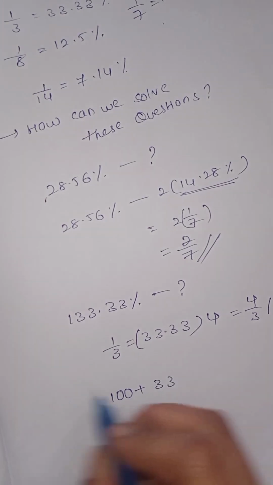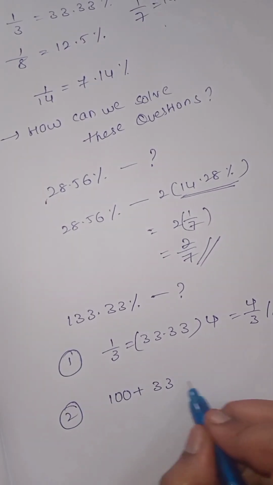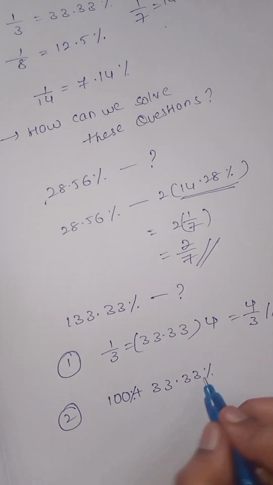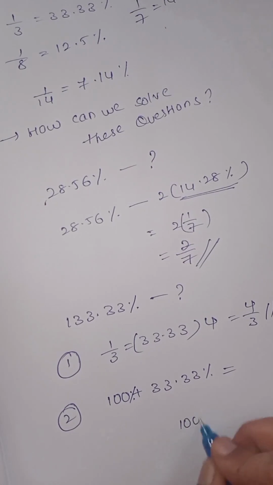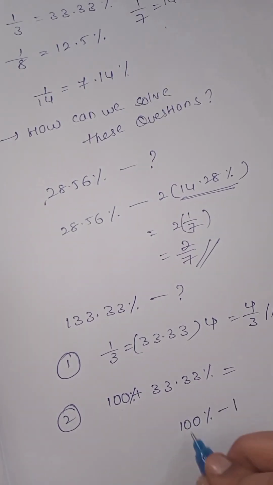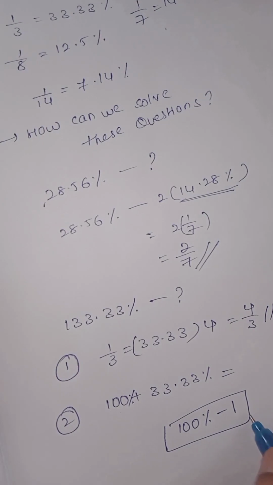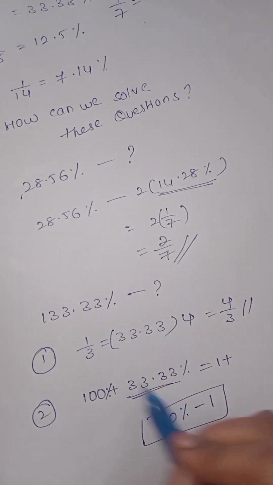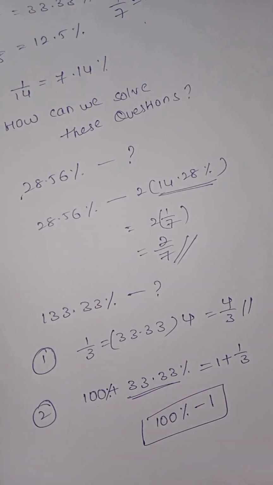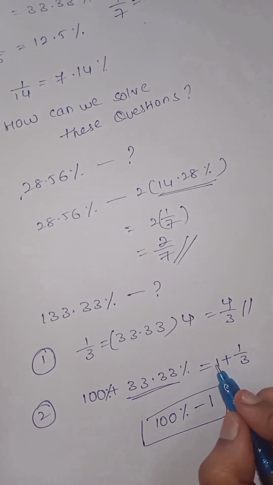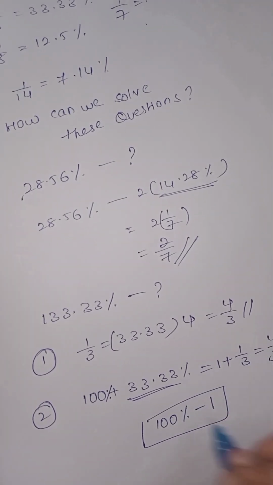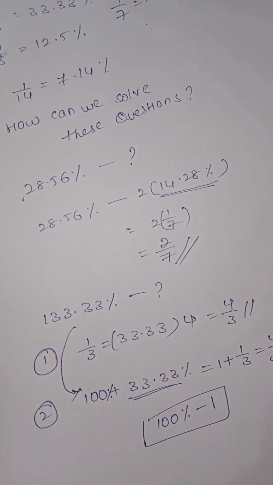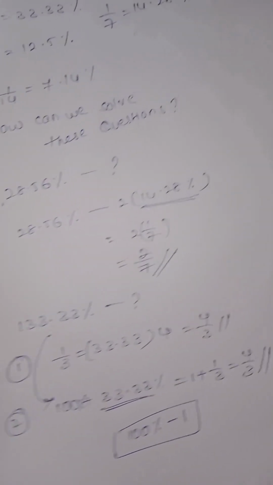And I will give another method. So another method, carefully observe the value. 100 plus 33.33% is equal to 133.33%, right? So you know the value of 100% is equal to 1, plus 33.33% is equal to 1 by 3, right? So now you can get the value 4 by 3, right? Both are the same values. So if you are not able to get the values, you can try to solve the questions with those methods.